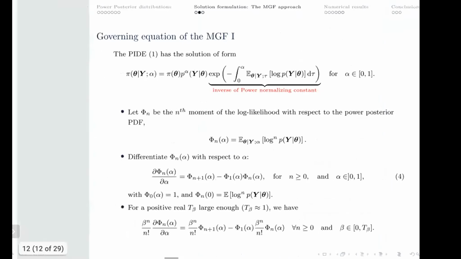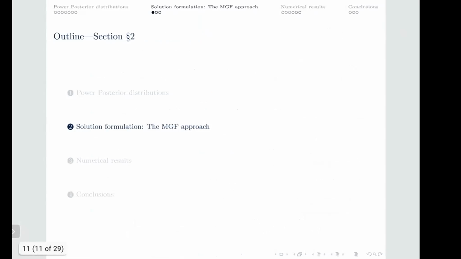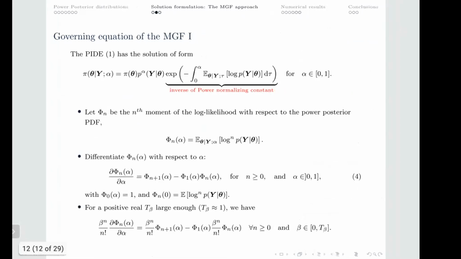Now we are going to formulate a solution to our equation 1. If you look at equation 1, by just forgetting the integral sign, we can look at it like an ordinary differential equation. By taking it like an ordinary differential equation, we can write it like this. But we are not done yet, because what is inside, we don't know. The expected deviance depends actually on the power posterior distribution.